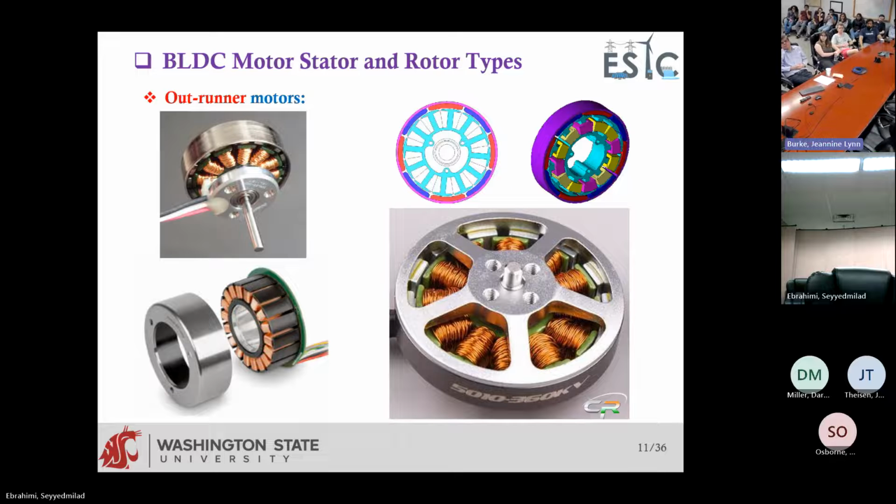So here, these are the stator windings, and the rotor is outside, and it has some permanent magnets glued on top of it. This is the one that rotates outside, like a fan.